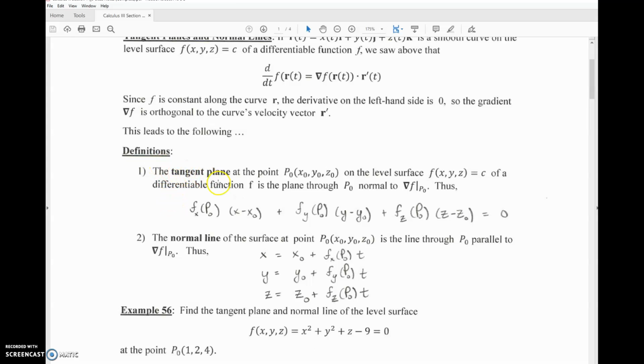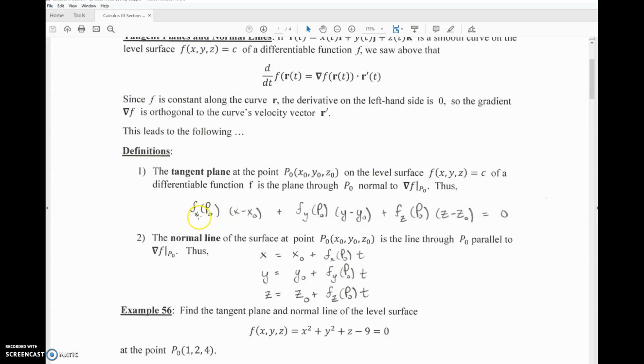So definitions: the tangent plane at the point P naught of x naught, y naught, z naught on the level surface f of x, y, z equals c of a differentiable function f is the plane through the point P naught normal to the gradient of f, which is evaluated at P naught. So this is just like an extension of finding the line that is normal to a level curve. So we have now that we have a plane.